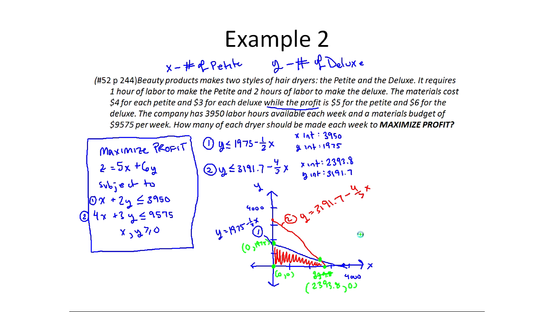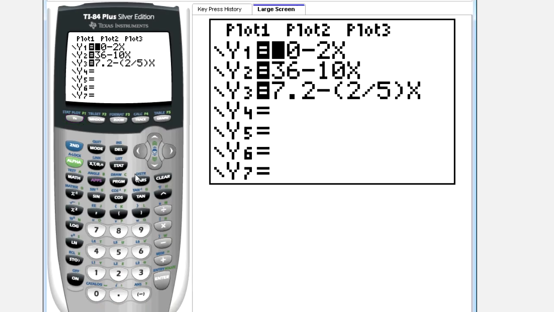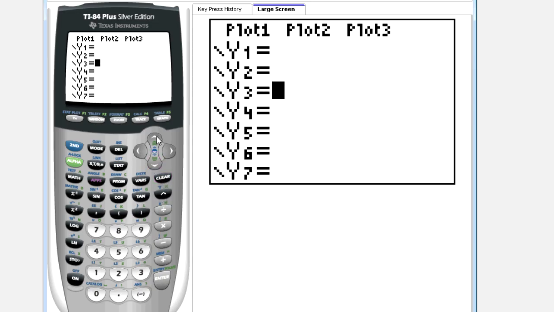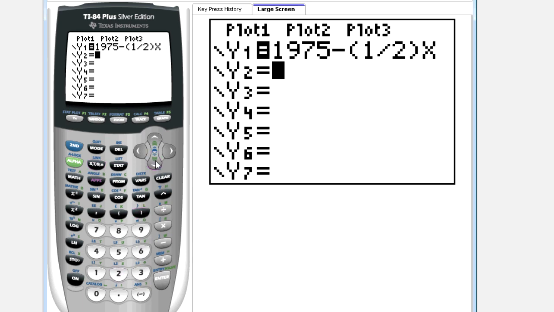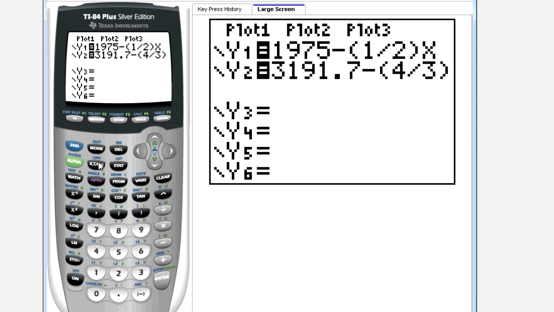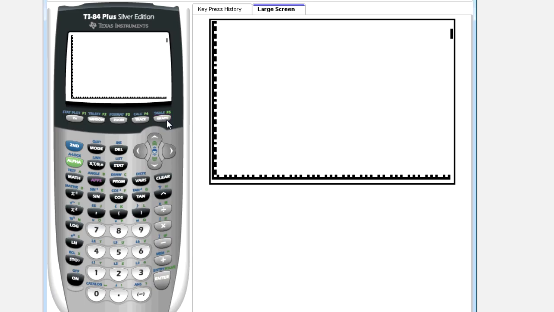that in the calculator. So I'm going to go in the calculator and I'm going to type both of these in. I got to clear anything I had before. And so the first one again, 1975 minus 1/2 x. Make sure you put your 1/2 in parentheses. And the next one, 3191.7 minus parentheses 4/3, close parentheses x. This time I'm just going to go to graph and see how it comes out. I have my old rules on there though, so it's probably not going to come out good.